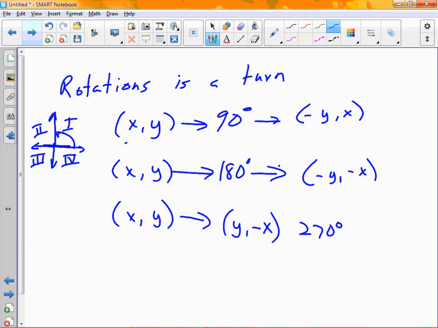Think about that for a second. If I'm in the first quadrant, and I want to rotate something, what quadrant will I put it in? The fourth. If I'm in the first quadrant and I want to go 270 degrees around, I go all the way to the fourth quadrant. I don't go back to the first quadrant, because if I went back to the first quadrant, that would be 360. Am I good?